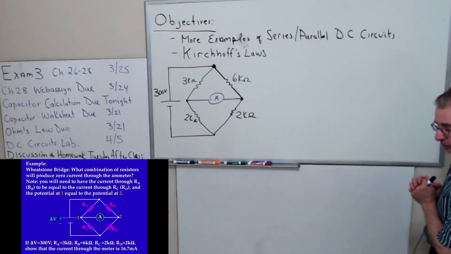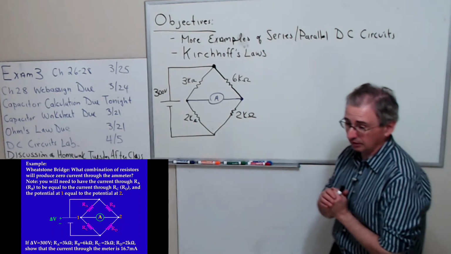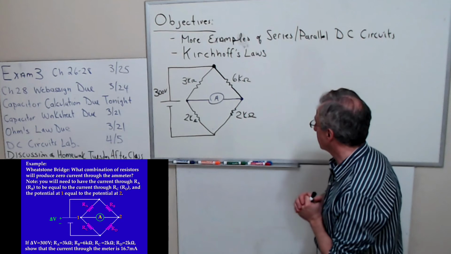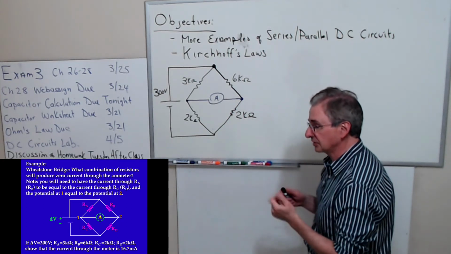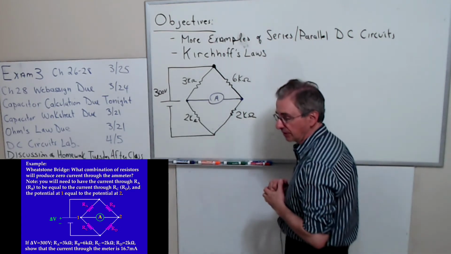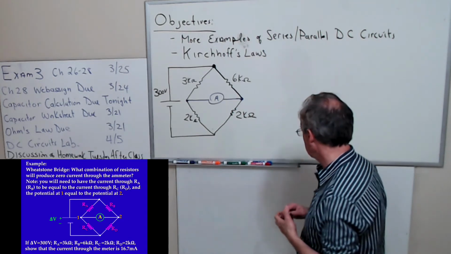So what I want to do is another example of the circuit I did this morning. But it's not balanced. I set it up so it's not balanced. And the question is, what is the current that's going to go through the ammeter? Okay?